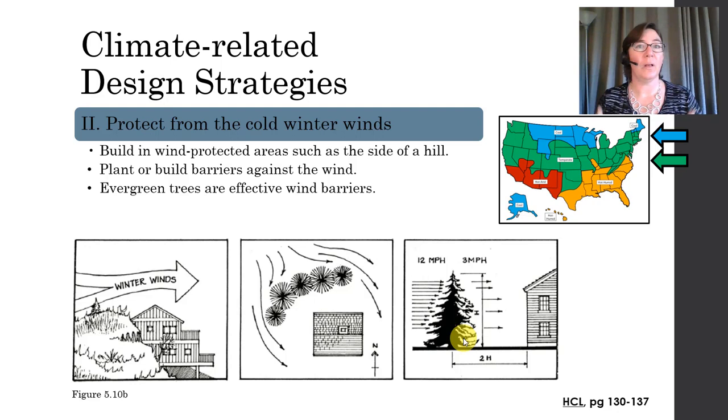Strategy number 2 is also appropriate in colder climates. You're going to protect from cold winter winds by building in protected areas. Or if there's not a protected area to build in, you could make one by planting or building barriers. And here's an illustration of how to do that. And there's a suggestion that evergreen trees work pretty well for wind barriers.